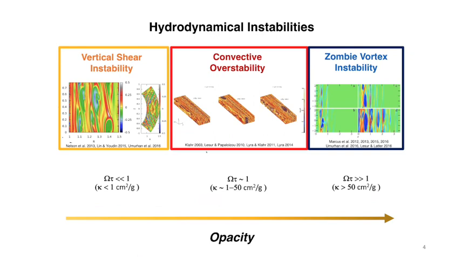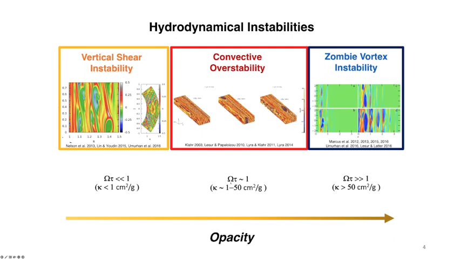Now, we've been talking a lot about the vertical shear instability. Of course, there's a meeting about the vertical shear instability, but there are other ways to generate vortices in disks too. In the past decade of research in this field, we found also the convective overstability and the still controversial zombie vortex instability. But they all operate in different regimes of cooling times. The vertical shear instability when the cooling time is very short, the zombie vortex when the cooling times are very long, and the convective overstability in between.